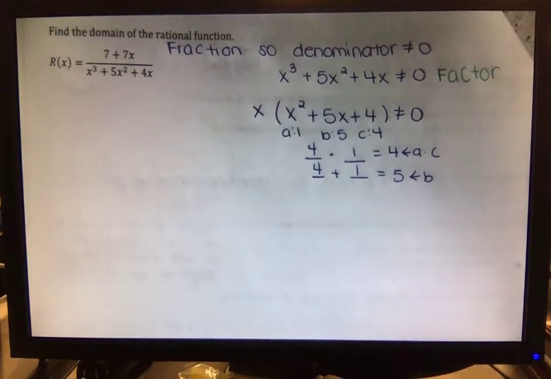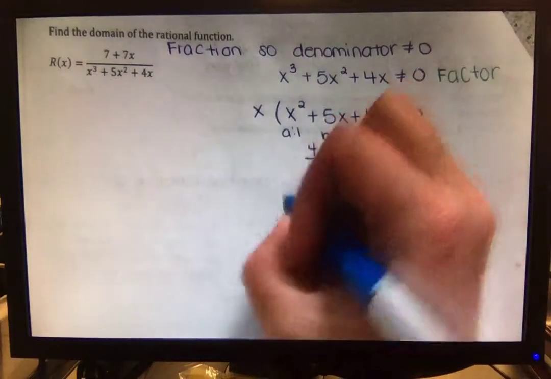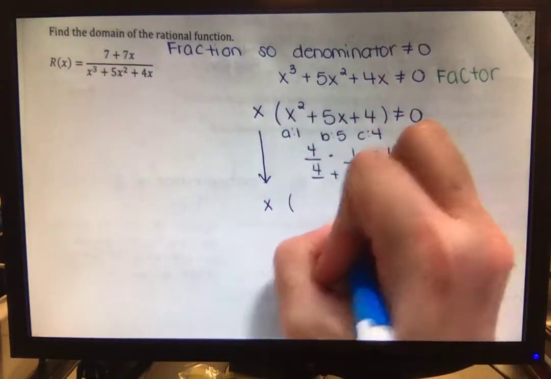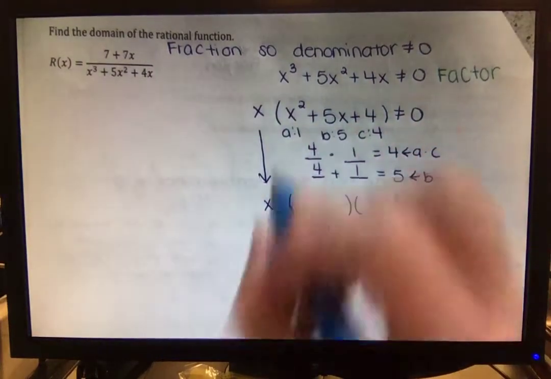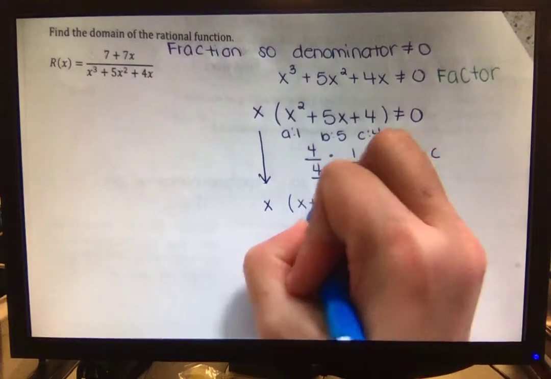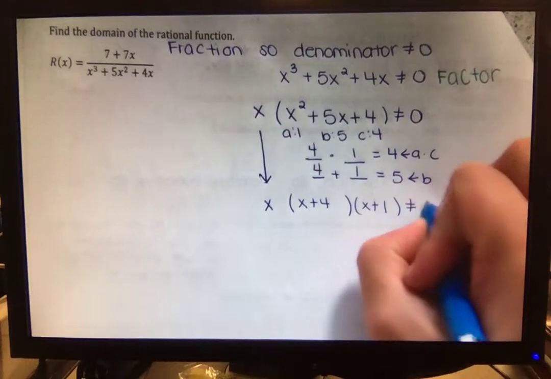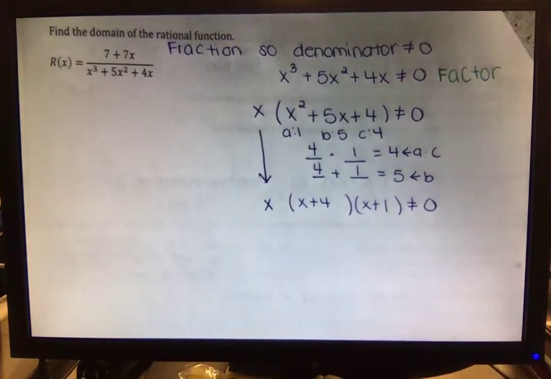So thankfully, A is 1, so we can go straight to our factors. x is a factor, so make sure to bring that down. What are our other two factors? X plus 4 and x plus 1. X plus 4 times x plus 1, remember, cannot equal 0. So we have it in factored form.